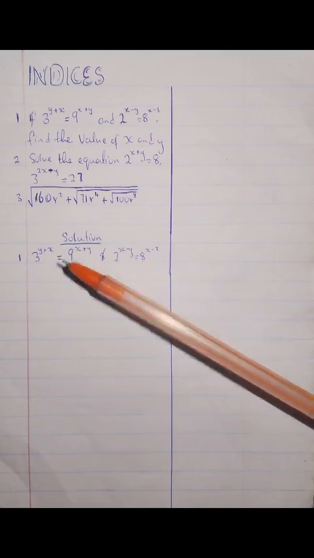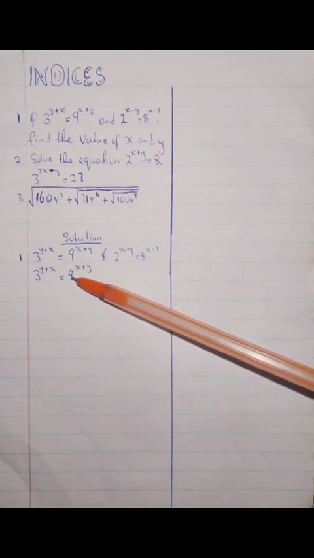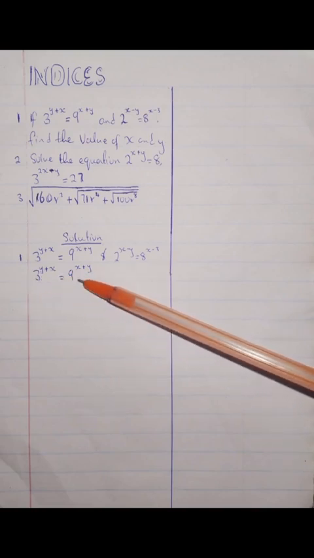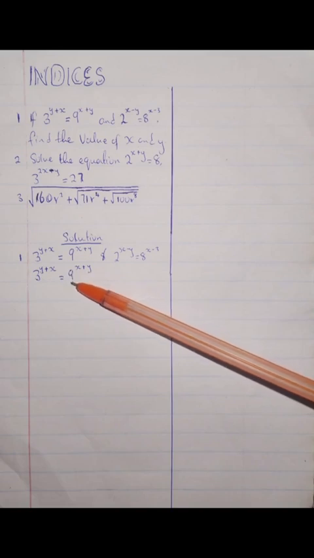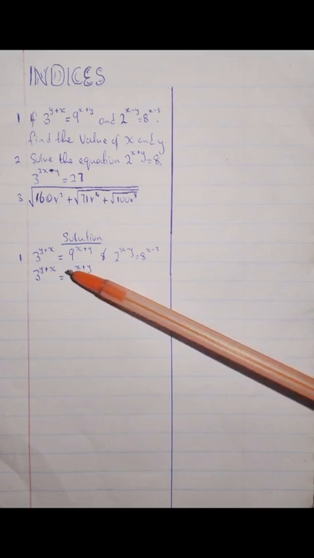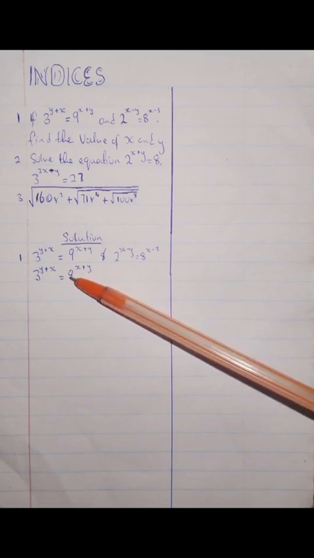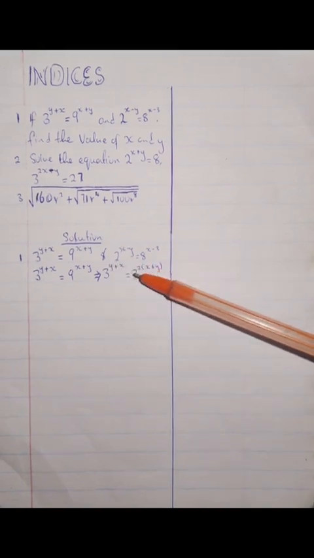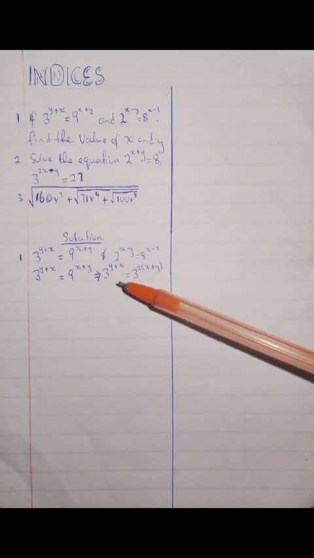So solving for this, the first thing we have to do is to express this number 9 in terms of 3, so that both of them will be of the same base. If we express this in terms of 3, this now will change to 3 raised to the power of 2, because 3 raised to the power of 2 equals 9. So we'll substitute 3 raised to the power of 2 in place of 9. So we'll be having 3 raised to the power of y plus x equals 3 raised to the power of 2 bracket x plus y. Now they are of the same base.